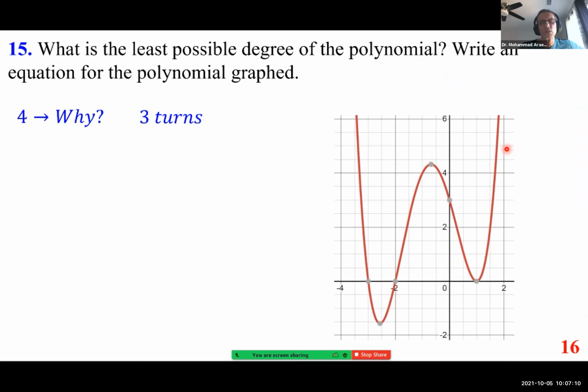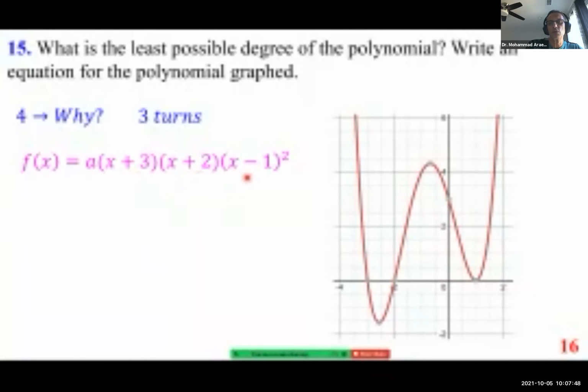So how do we come up with f of x? We write f of x equals some sort of a leading coefficient such as a. This one is located at negative 3, so x plus 3. This x-intercept is located at negative 2, so x plus 2. This one is located at positive 1, so x minus 1. And this crosses, multiplicity 1, but this one doesn't, so multiplicity 2, this one. So a times x plus 3 times x plus 2 times x minus 1 quantity squared.